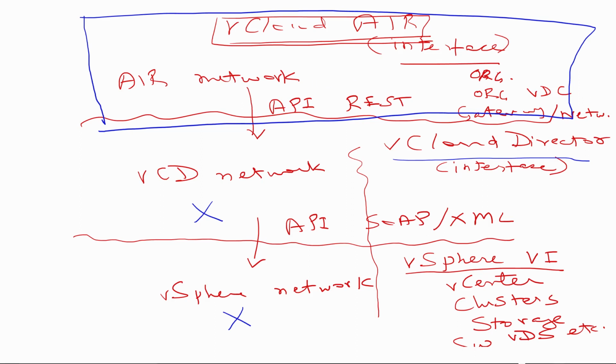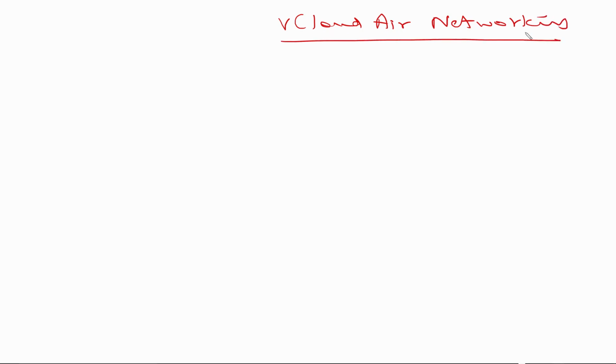So I am going to remove this ink, and we are going to start afresh with the red color. So we are going to talk about vCloud Air networking. So when you get an account, so let's see, new account, you get a new organization.